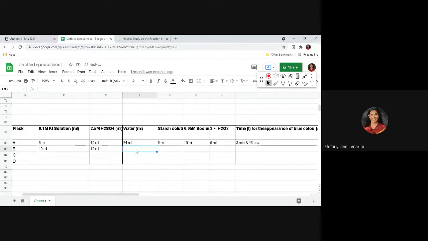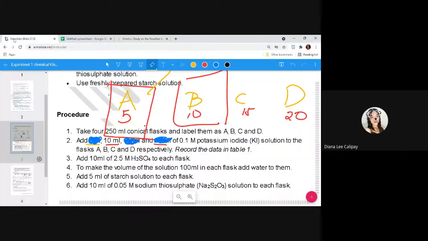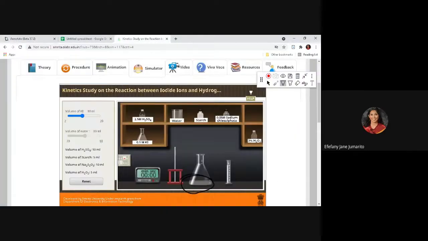Okay, now pila naman ang volume sa solution inside our flask? We have 20 ml. Then to make it 100, add 80 ml of water. Okay. All right, let's pour that one. Okay, class, time na. Okay, we have that one.